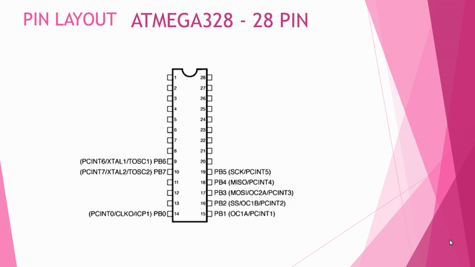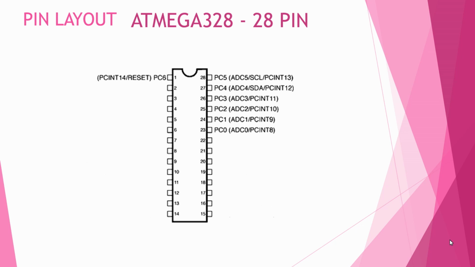The first port is port B, and this port has a total of 8 pins, starting from PB0 to PB7. As I said, we are going to use PB6 and PB7 for connecting the external crystal oscillator in our Arduino development board. So we are left with 6 pins in this port, that is PB0 to PB5, with pin numbers from 14 to 19. And the next port is port C.